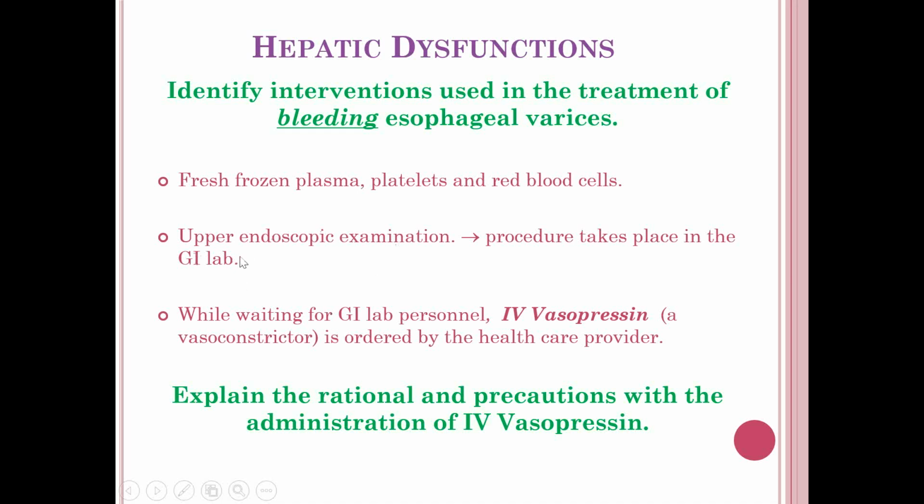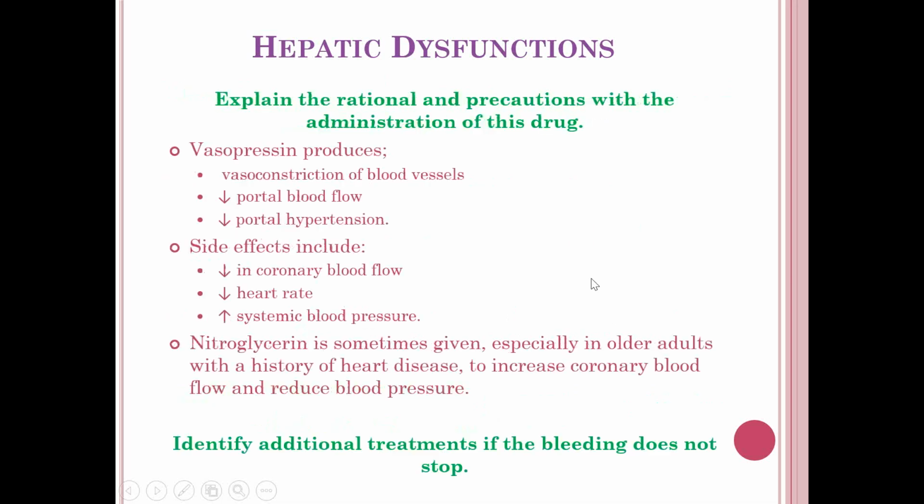And if there is bleeding, and the source is suspected to be esophageal varices, then it is likely that while we're waiting for the GI lab personnel to be there to take the patient for an endoscopic examination, IV vasopressin is going to be given. So what is IV vasopressin? How does it work? What are the precautions that are needed when a patient is on vasopressin? So vasopressin is a vasoconstrictor, just like the sound of the name vasopressin, vasopressor. It's a vasoconstrictor, but it also decreases portal blood flow, and so it will also help with portal hypertension.